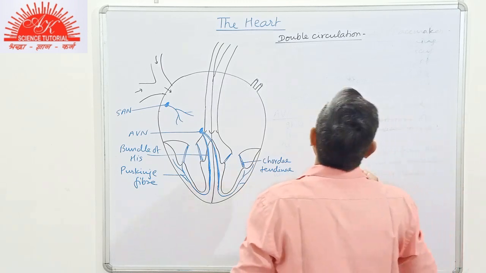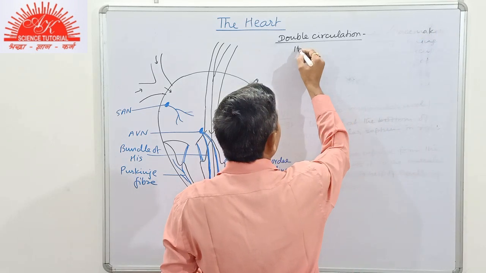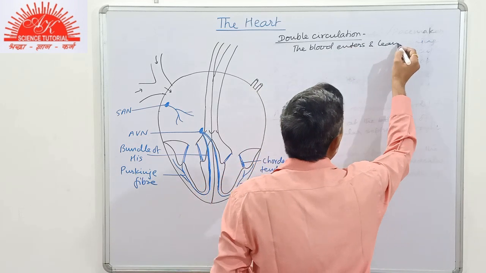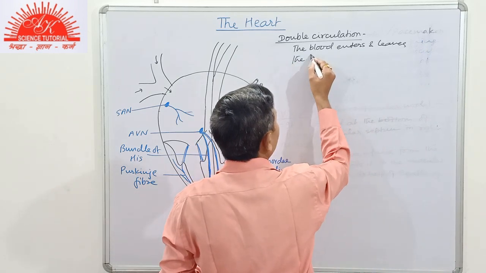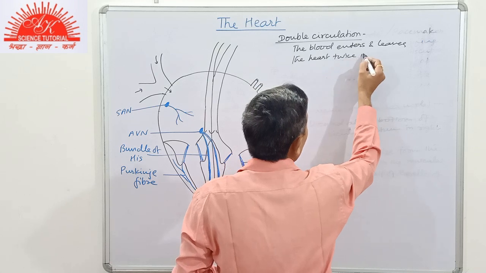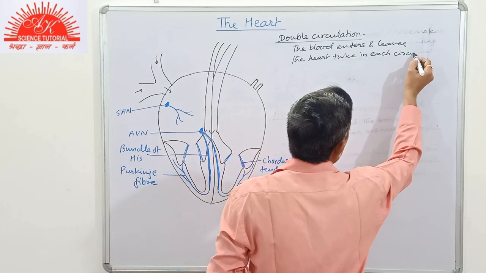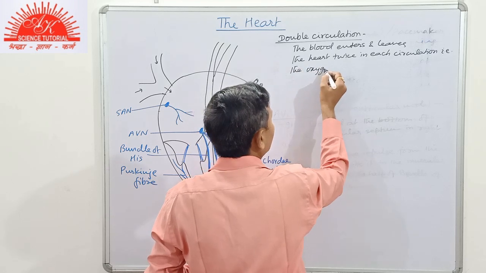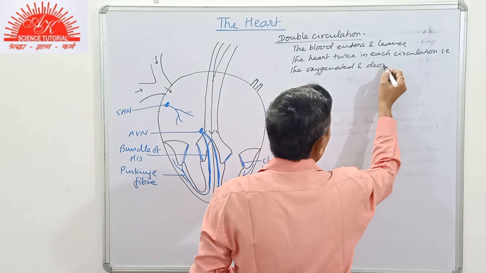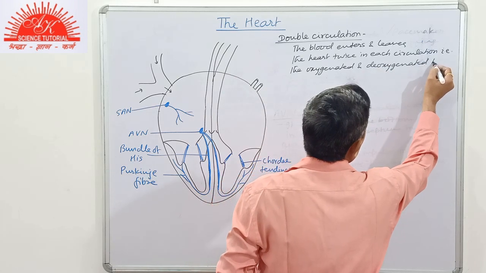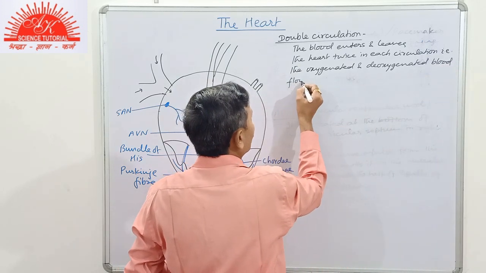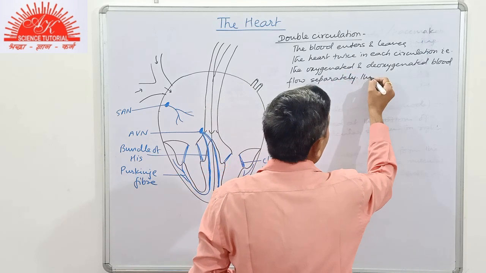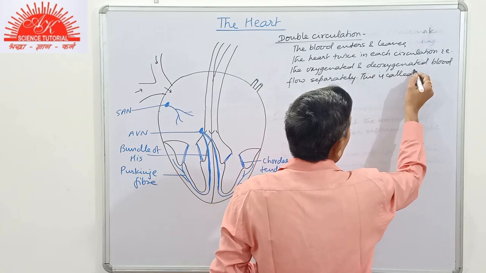Clear, student? So double circulation means the blood enters and leaves the heart twice in each circulation, that is, the oxygenated and deoxygenated blood flow separately. This is called double circulation.